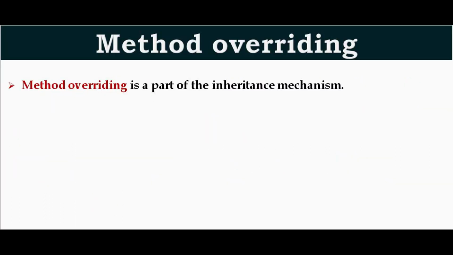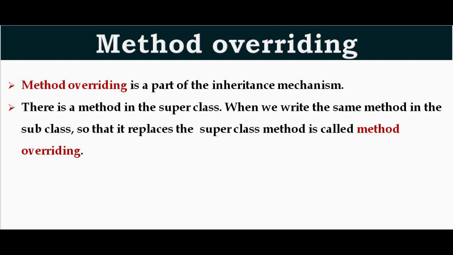Next, method overriding. Actually, it is a part of the inheritance mechanism. In my previous video, I have given a detailed explanation about inheritance. I have given the link in the description below. We have a method in the superclass, and when we write the same method in the subclass so that it replaces the superclass method, then it is called method overriding.